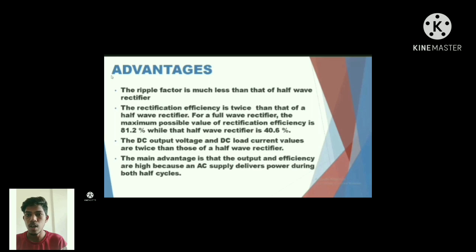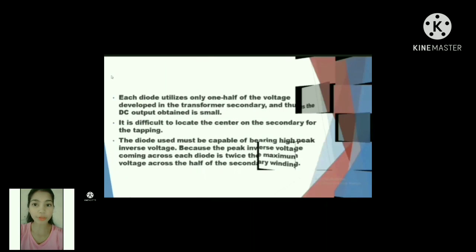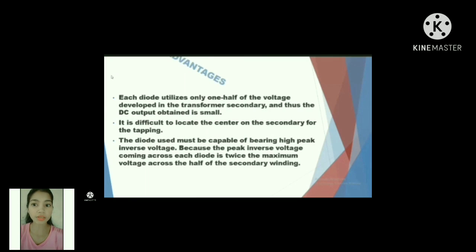Disadvantages. The diode utilizes only one half of the voltage developed in the transformer secondary, and the DC output obtained is small. It is difficult to locate the center tap on the secondary of the transformer.